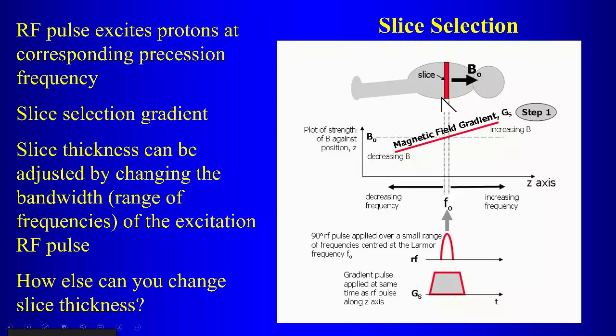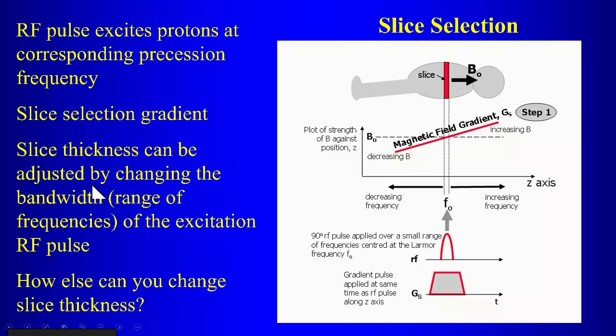in this particular slice, right? Then what we can do is apply a radio frequency pulse in a limited range of frequencies that match the resonant frequencies of the protons of this imaging slice. Okay? And that's how we select a particular slice to excite.